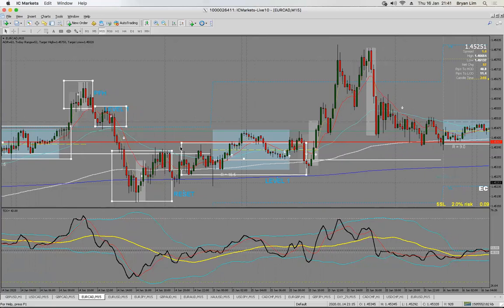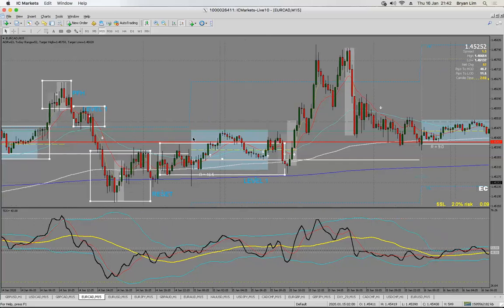So what are we looking for coming outside of a level 1 consolidation? The 50-200 crossover. Yeah, so we're looking for the 50-200 crossover. What else?